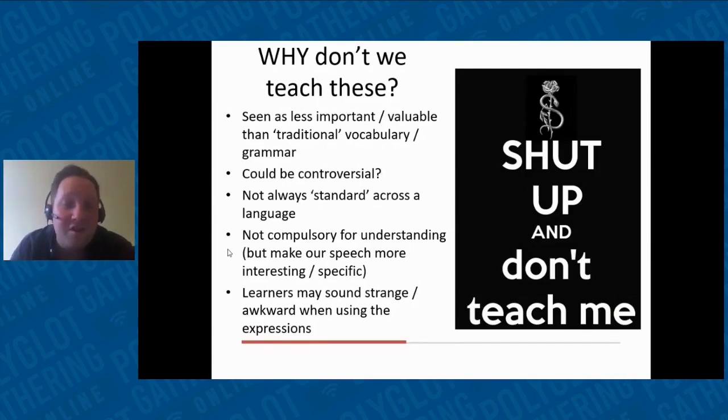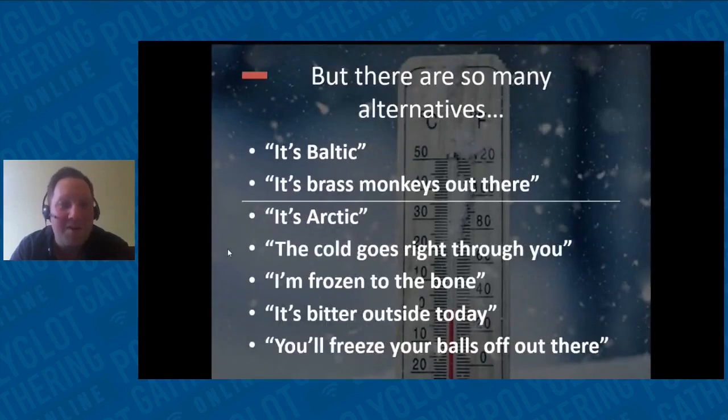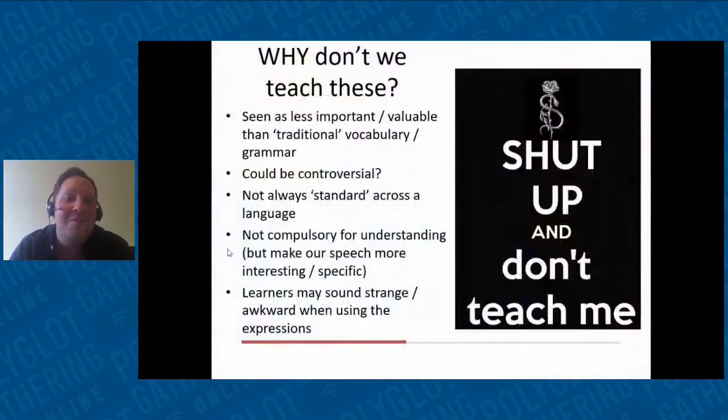It could be controversial. For example, the last one that I put here, I thought, should I put it? It's a little rude. So maybe there is this thought in people's heads that it might be too much to teach these expressions, or you wouldn't want the students to say it. But if it's something that you would say or hear, I think, why should they not learn it? But I understand this argument that maybe people aren't always comfortable with some of the options available.